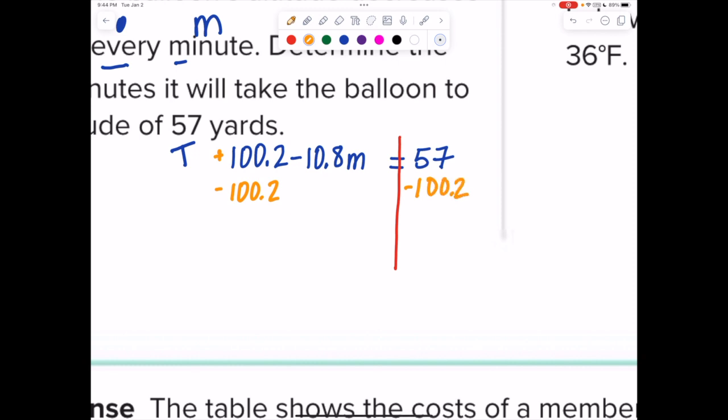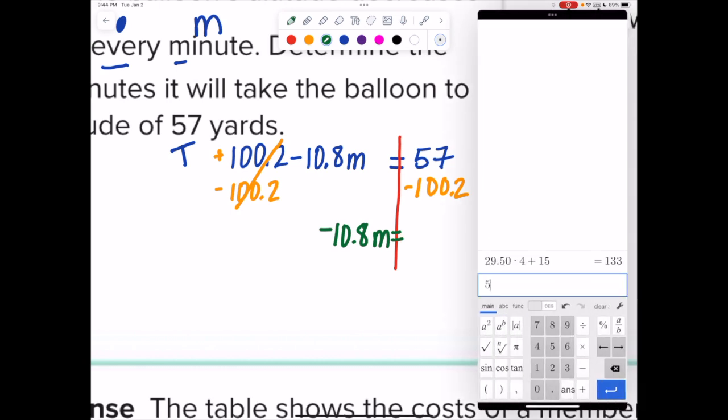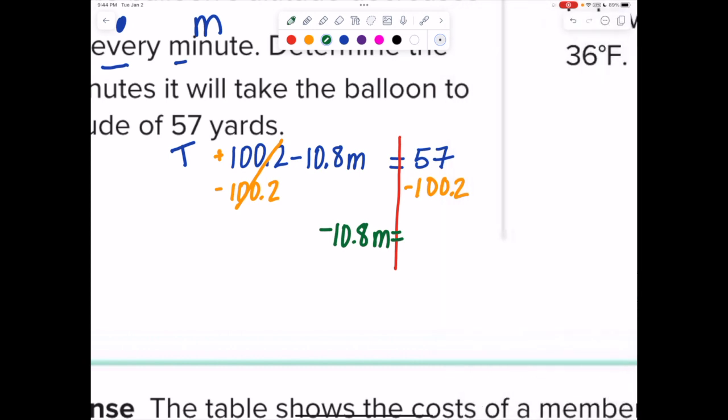Okay, and then that goes away. What are you left with? We're left with a negative 10.8 times m equals whatever this is. So we have 57 minus 100.2 is negative 43.2. So you can see you got to take your time and be careful with this. All right, we have multiplication, so we're going to do the division to cancel that out. Crosses that out, and what are we left with? How many minutes will it take?